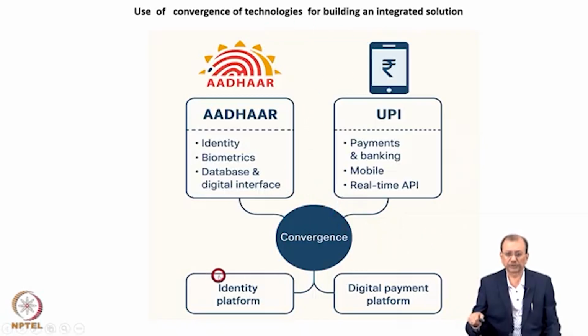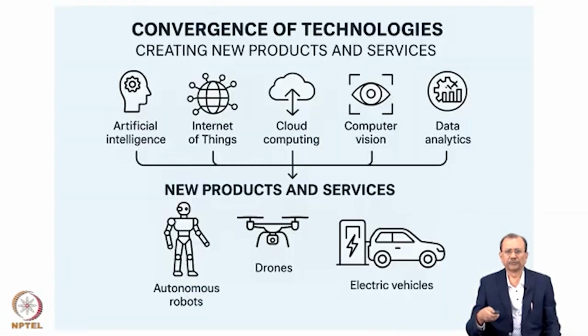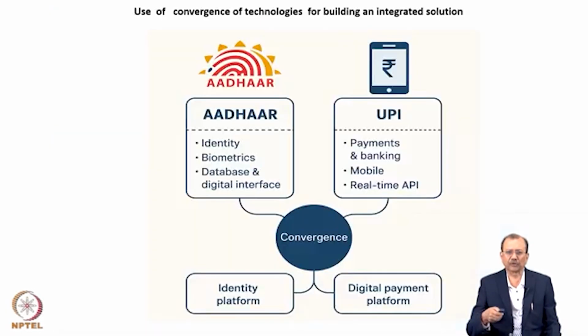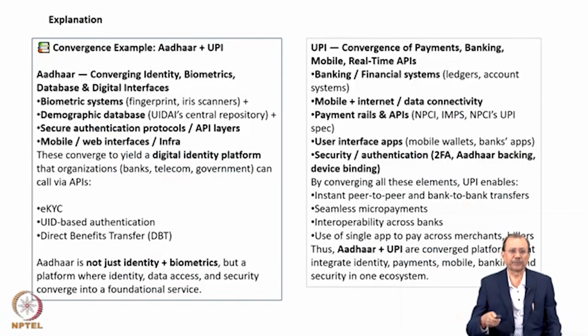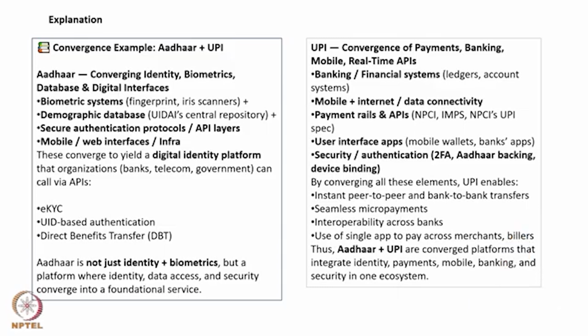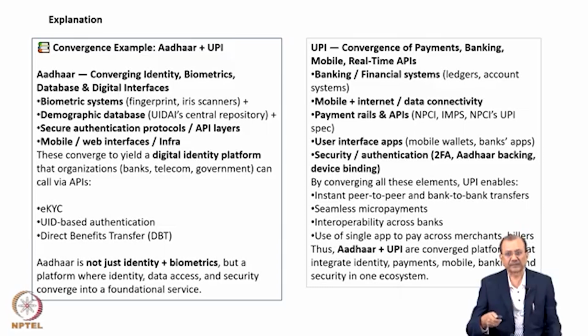So, solutioning depends upon how well we are able to understand the independent solutions, independent technologies, and how we converge them. That is very important. This picture shows a schematic diagram of the convergence of technologies, with artificial intelligence, and we are able to produce new products. Like in the case of Aadhaar and UPI convergence, NPCI is able to provide the payment gateways to the banks. It was not possible earlier. So, this is a very important aspect which I thought we should discuss and try to understand.